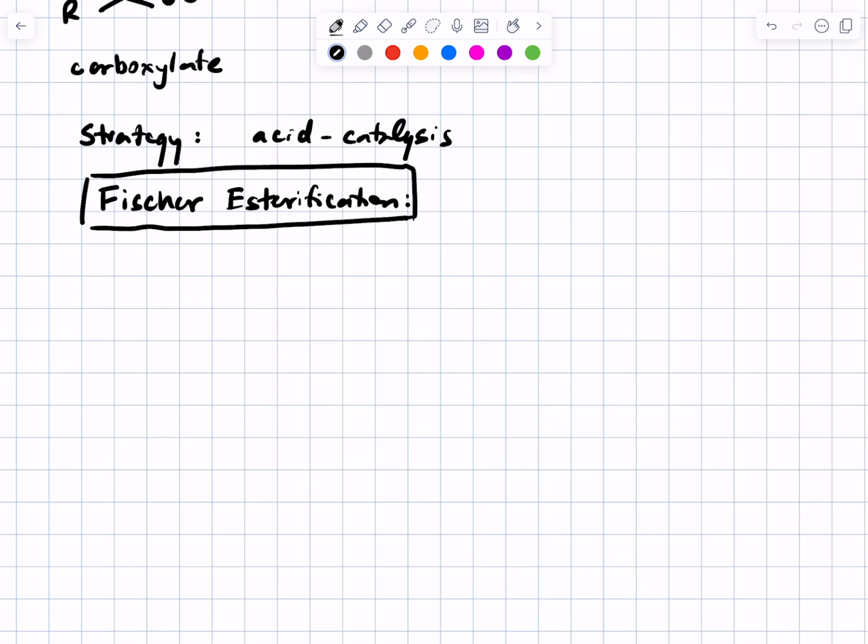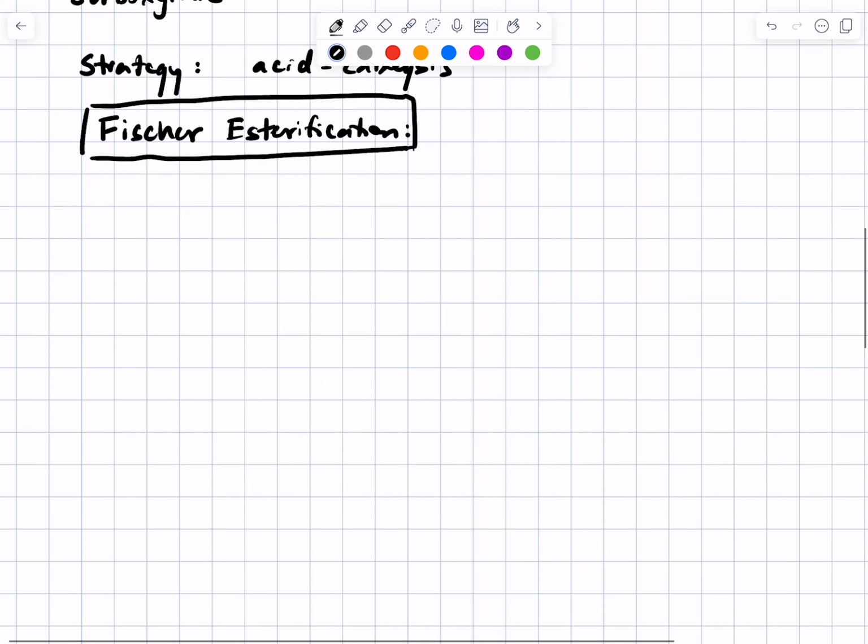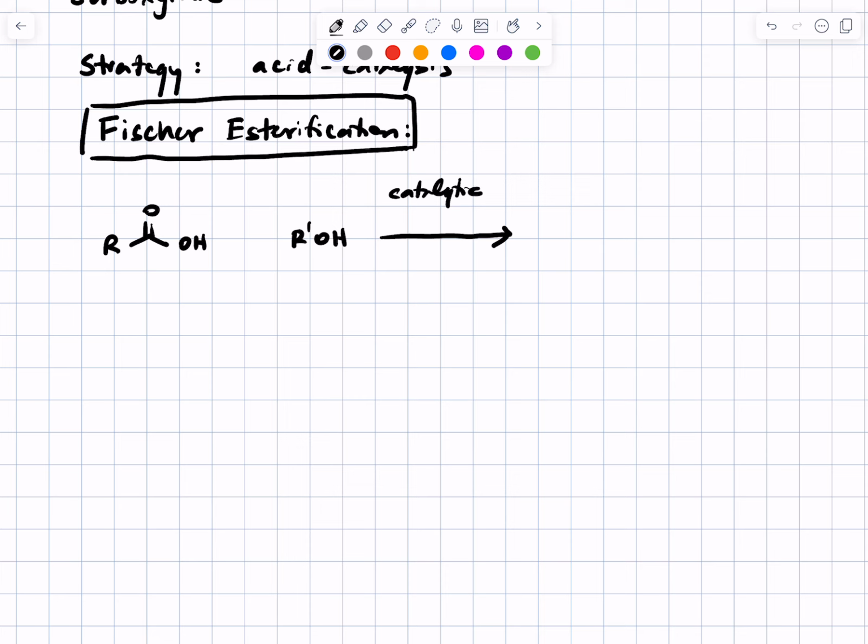So anyway, Fischer esterification, you're going to start with the carboxylic acid, and you're going to start with the alcohol, but we're going to use a catalytic acid. And again, your choices here, probably it needs to be organic soluble. You don't want to use an aqueous acid because water is a product of this reaction, and those of you that have done this in the lab know that you need to actually have a strategy for removing water.